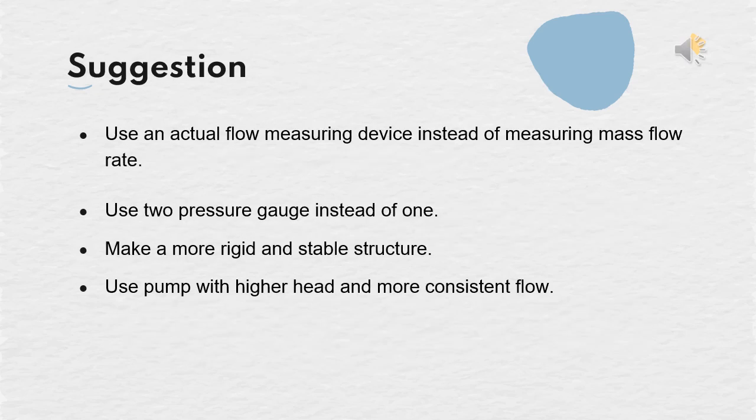Now, these are the suggestions for the experiment. First and the most efficient one is to use an actual flow measuring device, such as a flow meter, instead of using mass flow rate measured using weight, which will give a much more accurate flow velocity. Second is to use a pressure gauge that is more accurate, which will simplify the experiment.